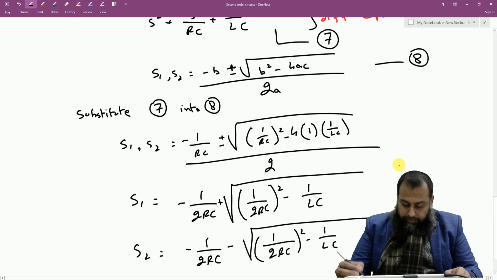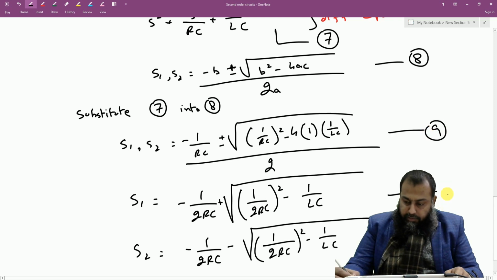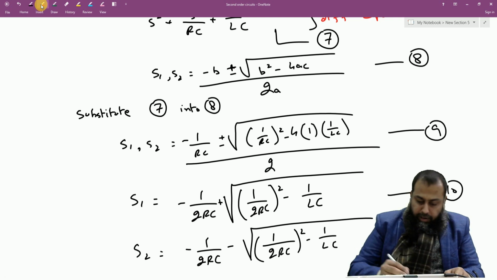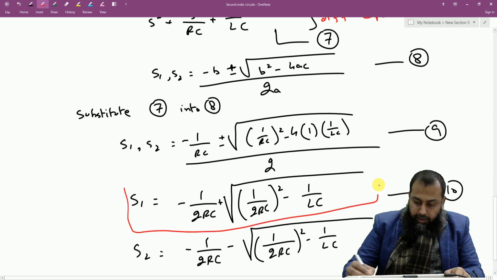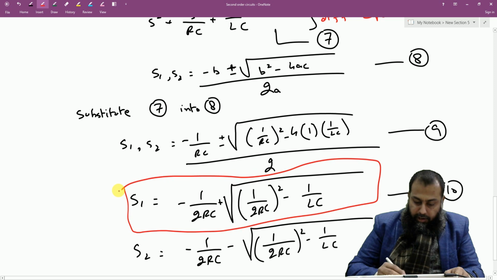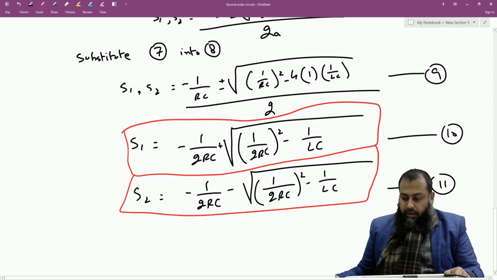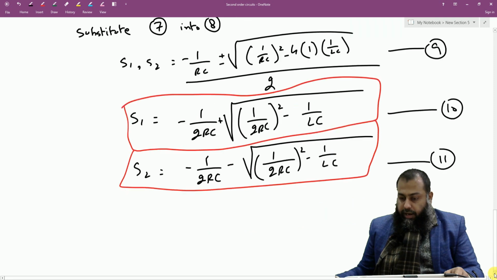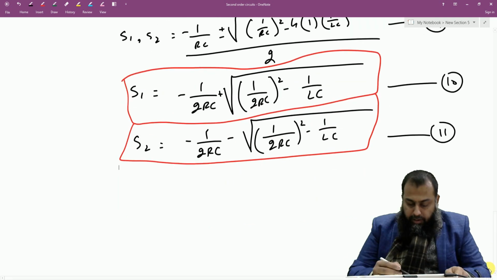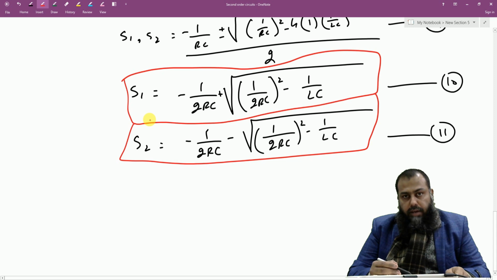So let me say that this s1 is my equation number 9, this is my equation number 10, and this one is my equation number 11. To make it more clear, let me create a box here so that everything is isolated from the above equation. So now with that we have reached equation number 9 and 10. We have got these two values s1 and s2.